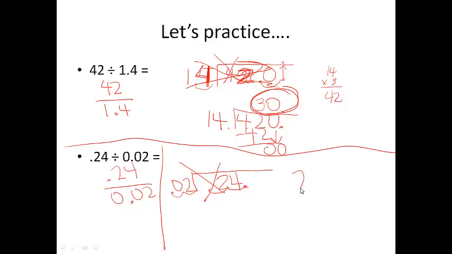So now we have 2 on the outside because that's the whole point. You always have to have this number be a whole number. Okay. And then we moved that to be 24. Okay. So now how many times does 2 go into 2? 1 time. Okay. Now bring down the 4. How many times does 2 go into 4? 2 times. And of course you just know 2 times 12 is 24. So my answer is 12. And of course I have my decimal here and I needed to move it up.